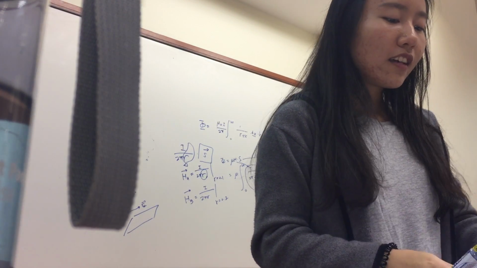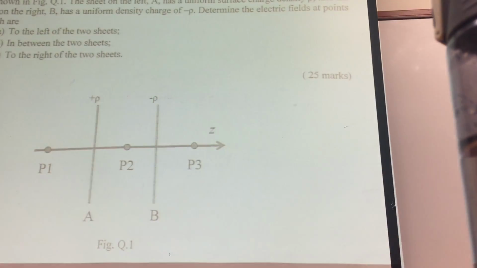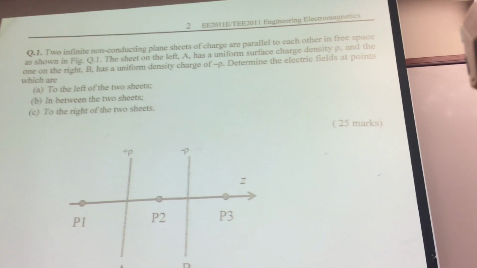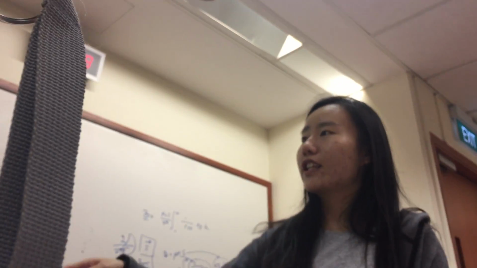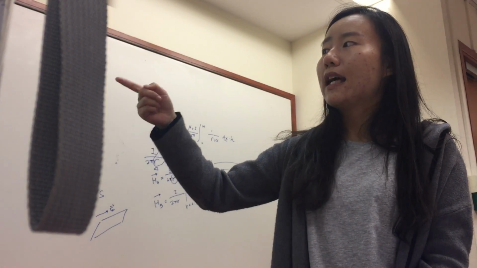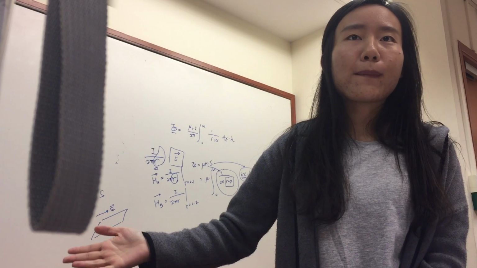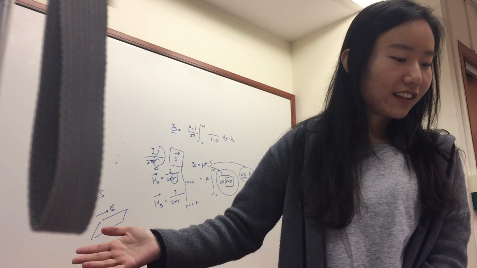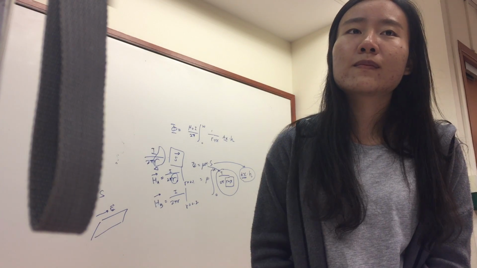So in this case, it is very straightforward. If you want to calculate the electric field at the left region, that is the point 1, right? So then you need to, first of all, before you do all of this, you can calculate the electric field that is caused by sheet A and sheet B. Any problem with this? Any problem?